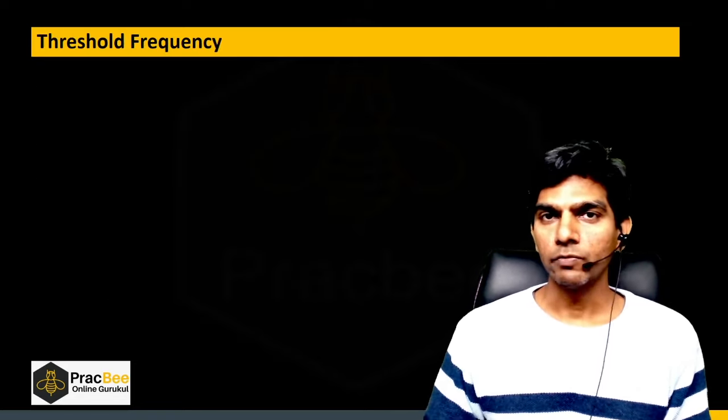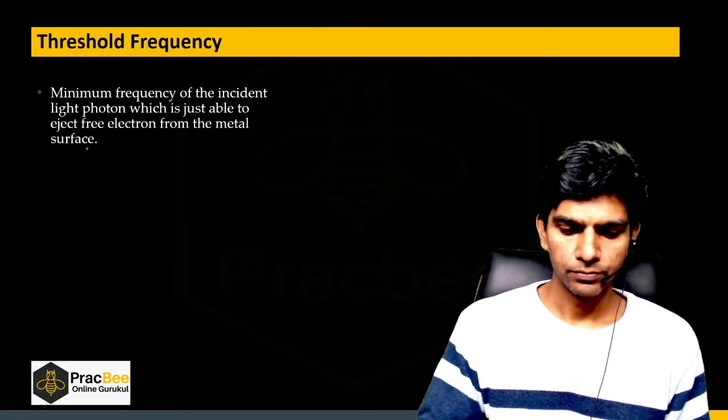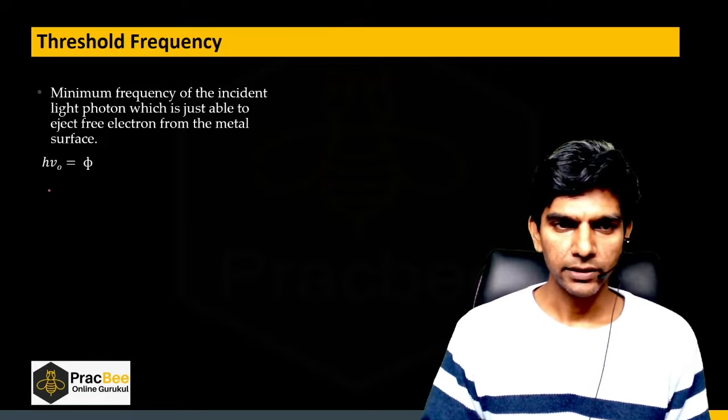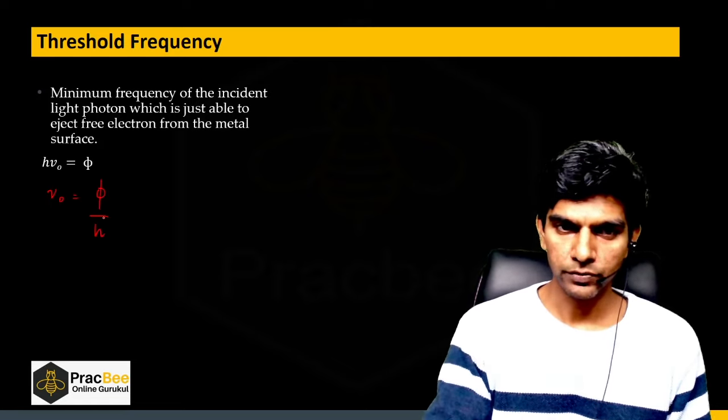The threshold frequency is the minimum frequency required to carry out the photoelectric emission, and it is nothing but the work function divided by Planck's constant. So we should remember this.